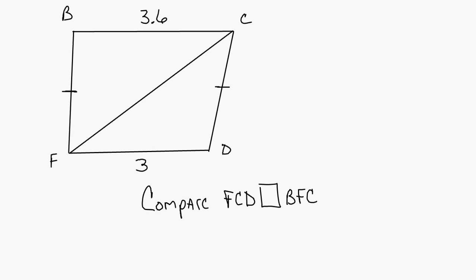So you're comparing FCD, this angle right here, to BFC, which is this angle. The triangles both share side FC, and they have another congruent side. So you've got two sides of one triangle congruent to two sides of another triangle. We'll look at the sides opposite the angles you're comparing. Which angle is smaller? FCD, because it's opposite a smaller side. So FCD is less than FBC.